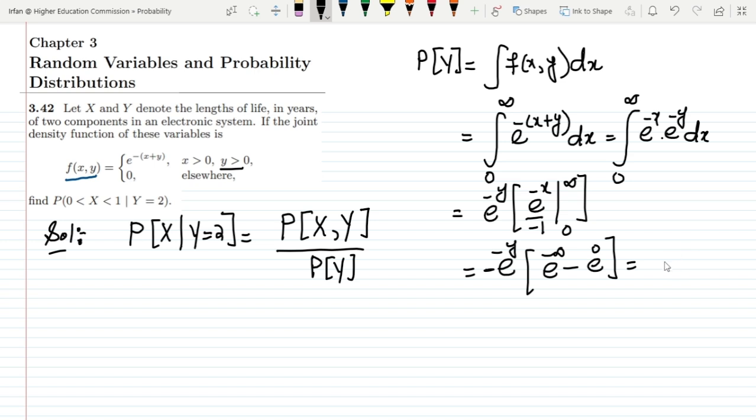So ultimately the answer I will get is exponential of minus y, and this is the probability of y.